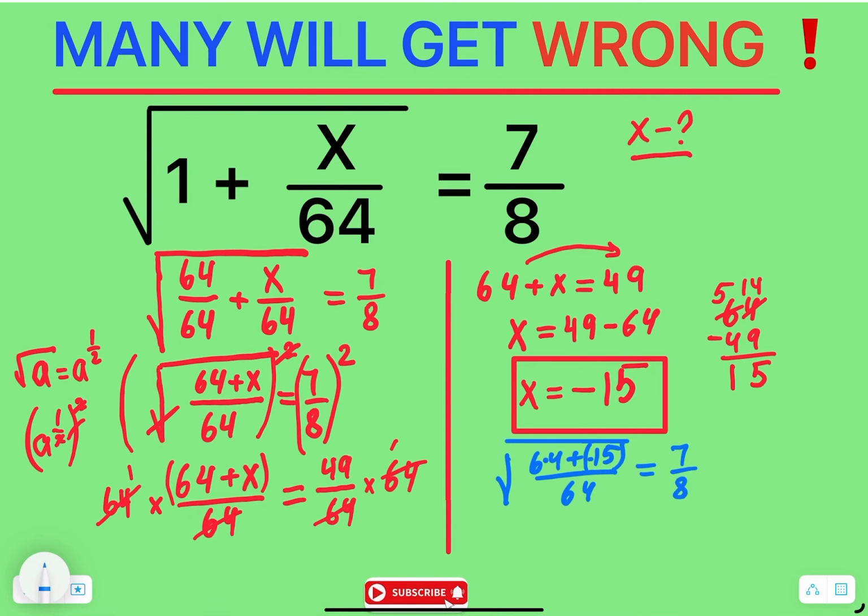Let's check. 64 minus 15 will be, this will be 9, this will be 4. 49, positive, right? So we will have square root of 49 over 64, which is exactly 49 comes out of radical sign, becomes 7, and 64 becomes 8. So this is the correct answer. X equals to negative 15.